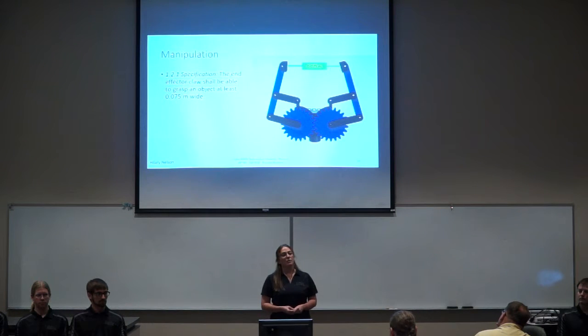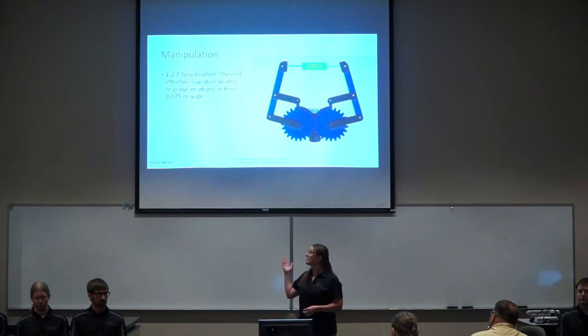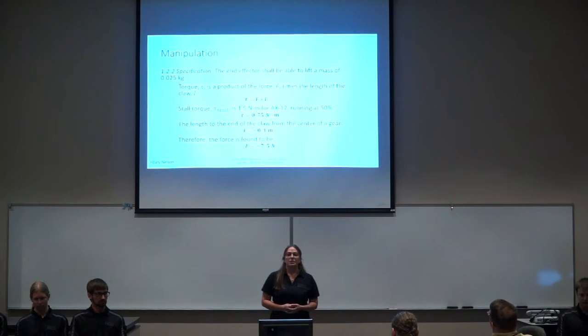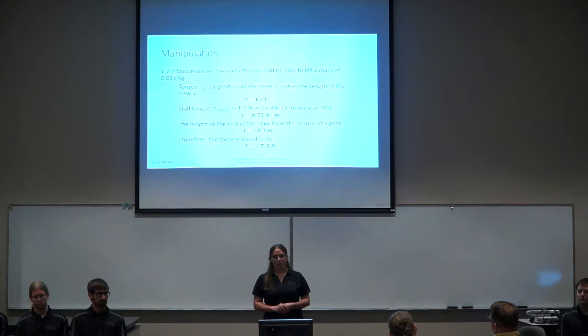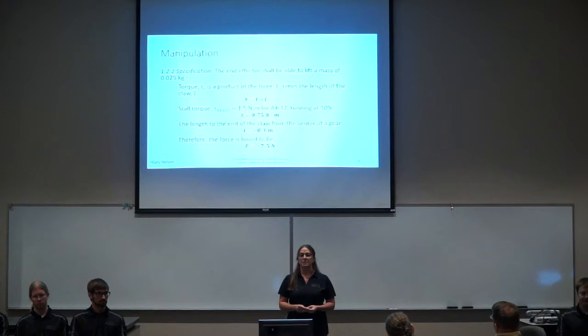Keeping in mind that our first specification was to grasp an object of no larger than 0.075 meters wide, the team kept this in mind as we started designing the claw. Also, using a torque equation, we were able to find how much force was necessary to grasp an object at the end effector. So using the servo motor that is an AX12 from Dynamixel, running that at 50%, we found that the torque that we were going to be utilizing is 0.75 Newton meters.